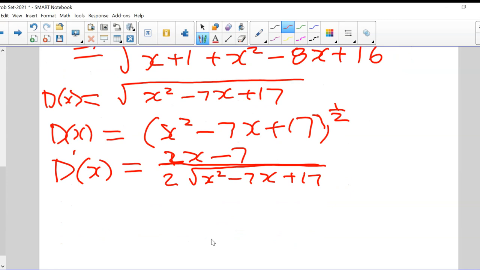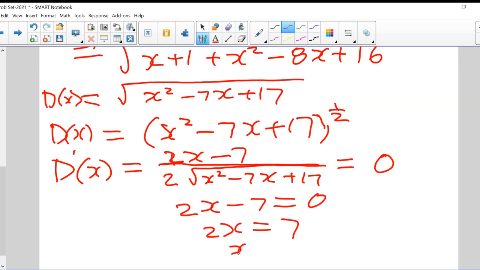And again, it doesn't matter what the numerator is. Sorry, that's rubbish. It doesn't matter what the denominator is. It matters what the numerator is. So really all I'm going to focus on is 2x minus 7 equals 0. And therefore 2x is equal to 7 and x is equal to 7 over 2.